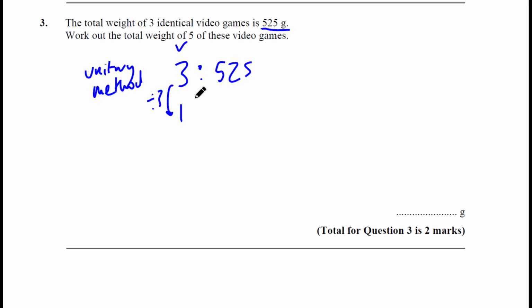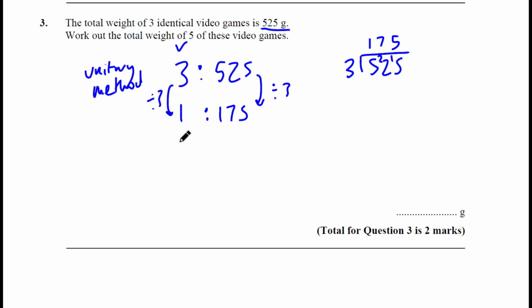by dividing by 3. Divide this by 3. So if your mental math skills is not that great, use a bus stop. 3 into 5 is 1, remainder 2. 3 into 22 is 7, remainder 1. 3 into 15 is 5. So that's 175.